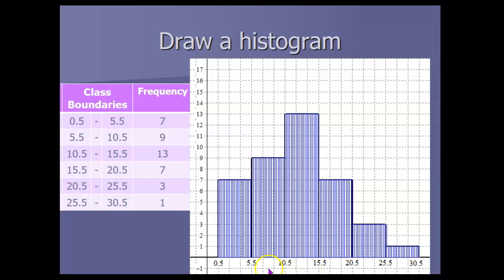And then we probably really should label these axes, like say what these numbers represent. So on the horizontal axis, these are the boundaries and they represent dollar amounts. And on the vertical axis, these numbers represent the frequencies.